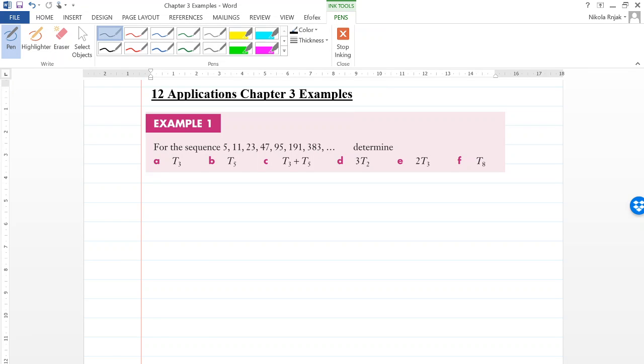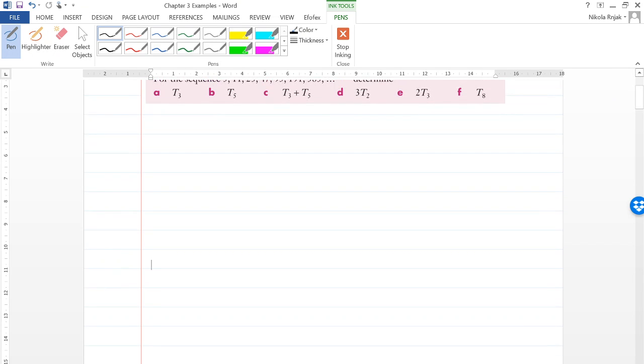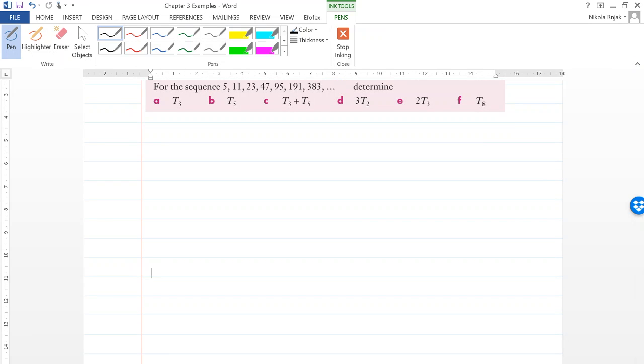So let's start with the very first example. Question A. Determine T3. T3, in our case, is just the third term. So 5 is the first, 11 is the second, 23 is the third. That's it. So T3 is going to be 23.